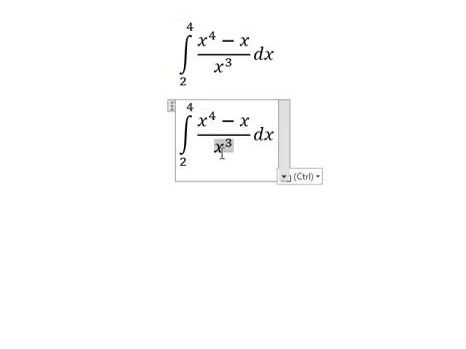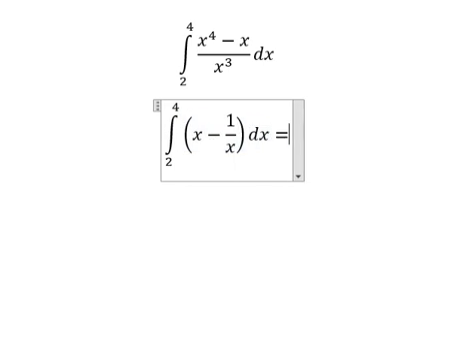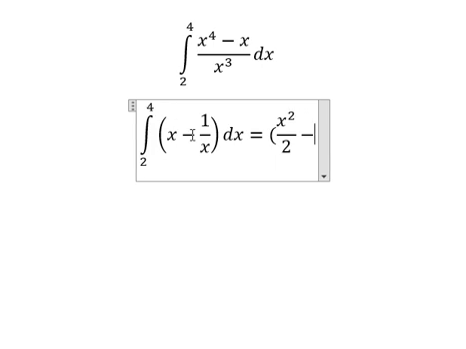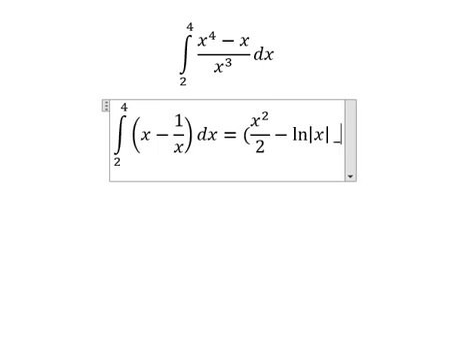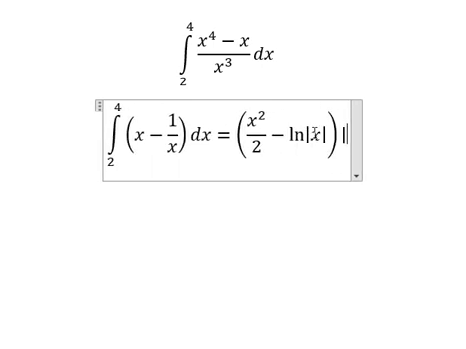This one divide by this one, divide by this one, so we have s minus 1 over s. The integration of s, we have s squared over 2. The integration of 1 over s, we have ln of the absolute value of s, and I will put the bounds in here from number 2 to number 4.